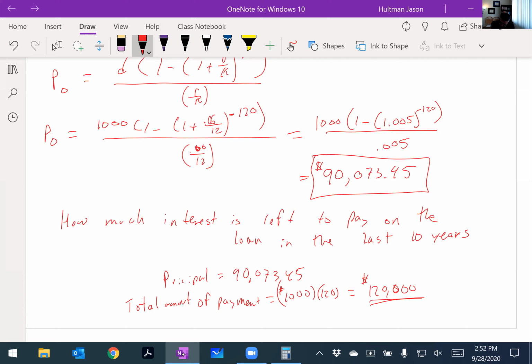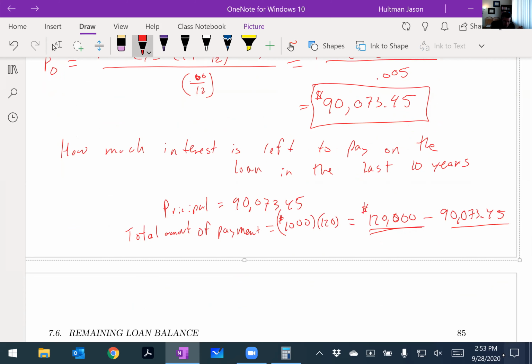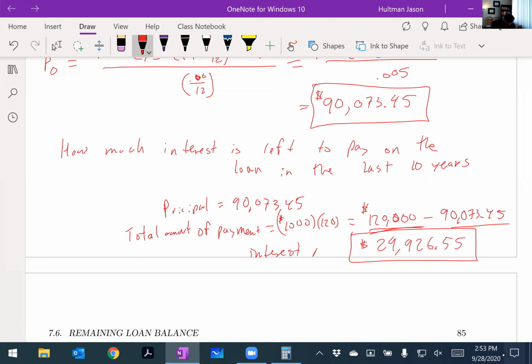But how much principal is left is 90,073.45. If I subtract those two, I should get the interest. So if I do subtract those two, I get $29,926.55. And that's how much interest is remaining. Okay, so the longer you pay on a loan, the less interest you owe. It's just the way it works out. The way compound interest works.